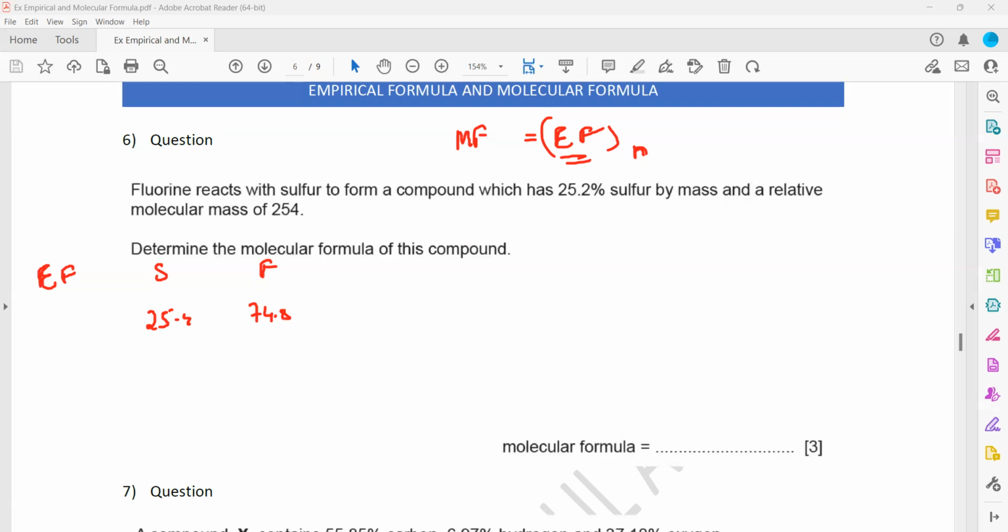Now step 1, divide by relative atomic mass. Sulfur is 32 and fluorine atomic mass is 19. So 25.2 divided by 32 will become 0.78 and this will be 3.93. Then we divide by the smallest value in the combination.